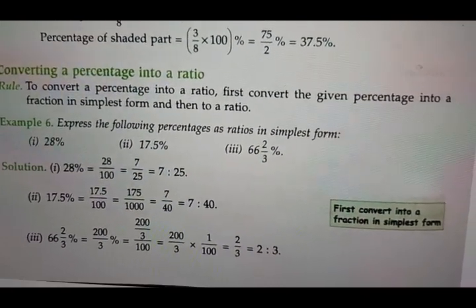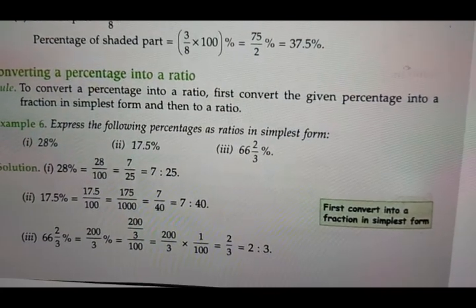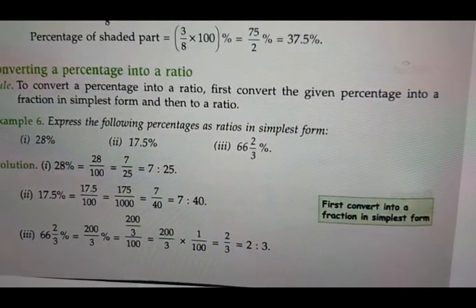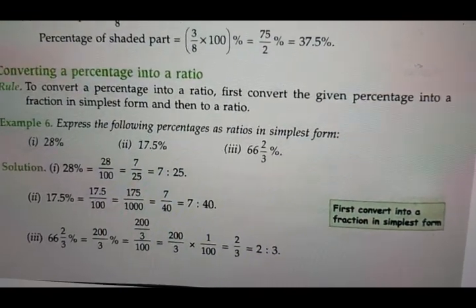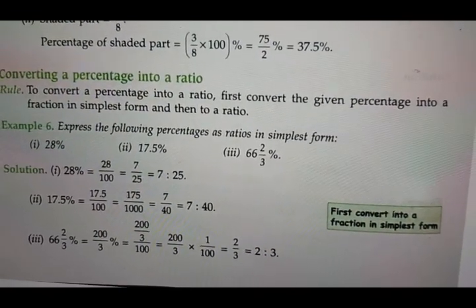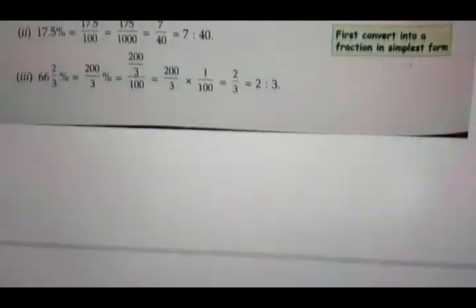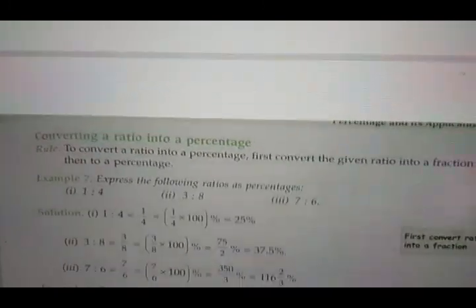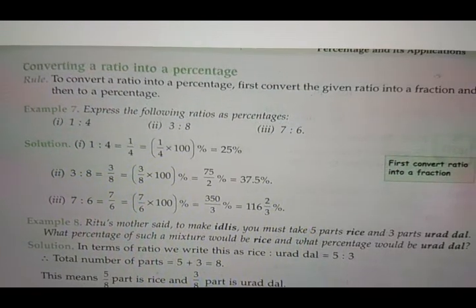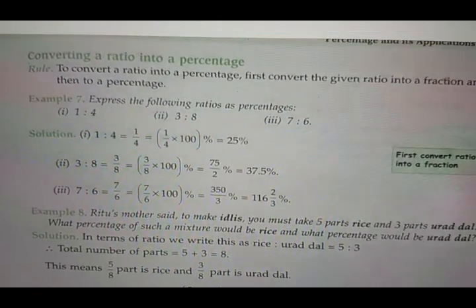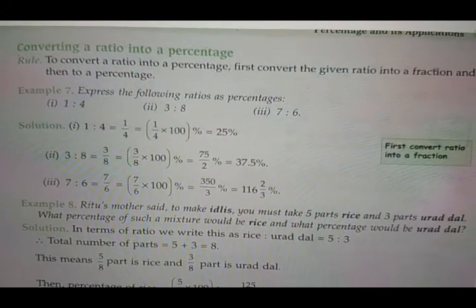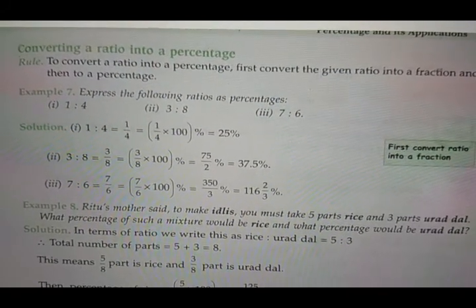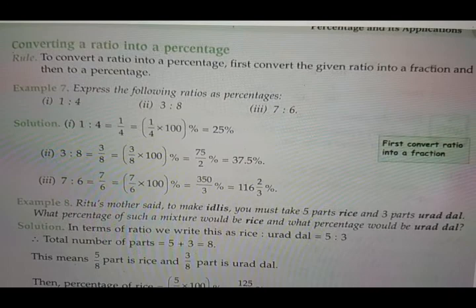66 whole 2 upon 3 you convert into improper: 200 upon 3, 200 upon 3 multiplied by 1 upon 100. So that will give you 2 upon 3, or 2 is to 3. Converting a ratio into percentage. Simply, 1 upon 4, 1 is to 4 means, multiply by 100. You will get the answer very easily. So this is the way you will be doing it.